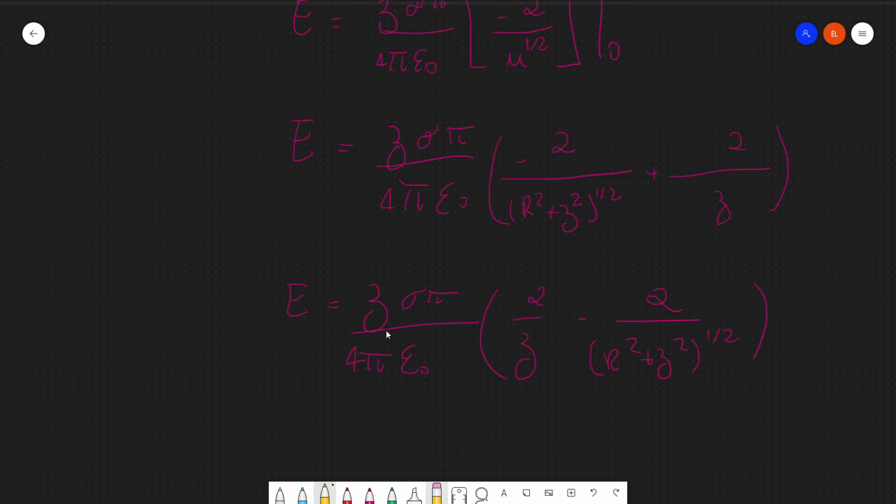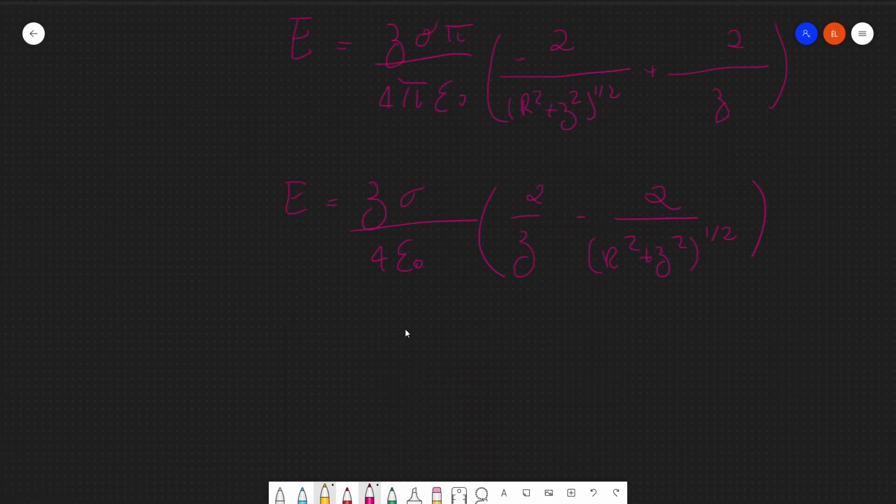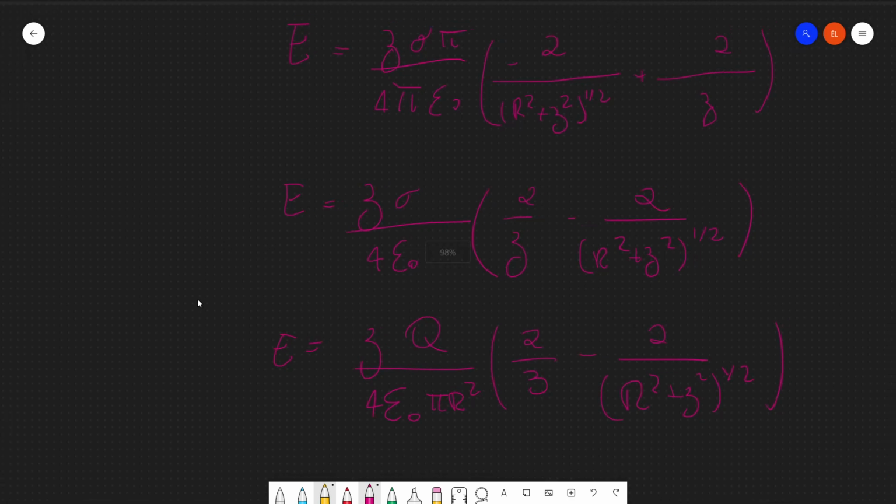You can of course cancel out the pi's here, it doesn't really matter, so this becomes 4 E0, and then the pi over here just goes away, and then you can rewrite the charge density as E equals z multiplied by Q over 4 E0 times the area, so pi r squared, then 2z minus 2 over r squared plus z squared to the power of a half over here, there we go.